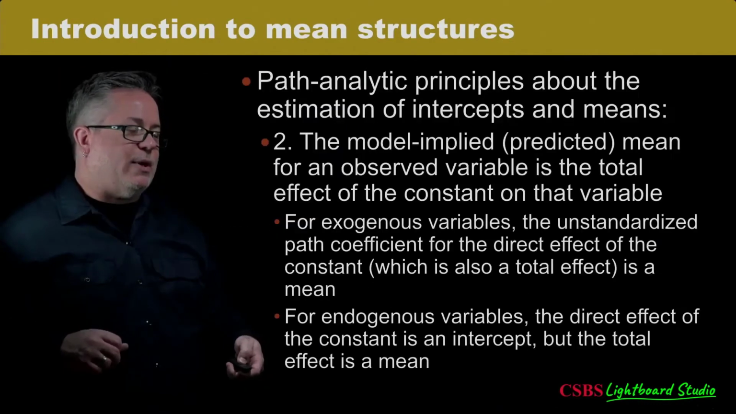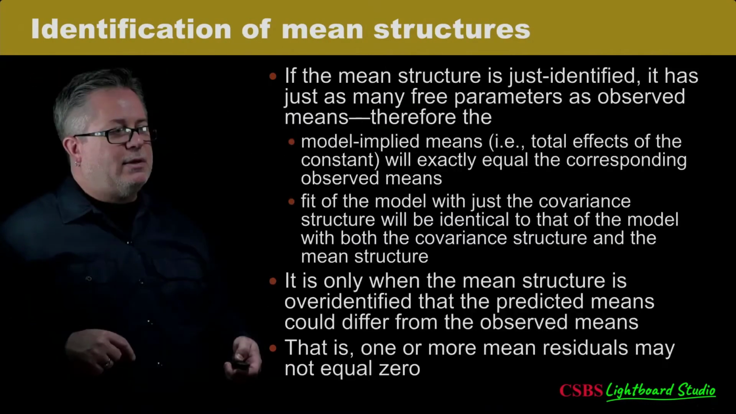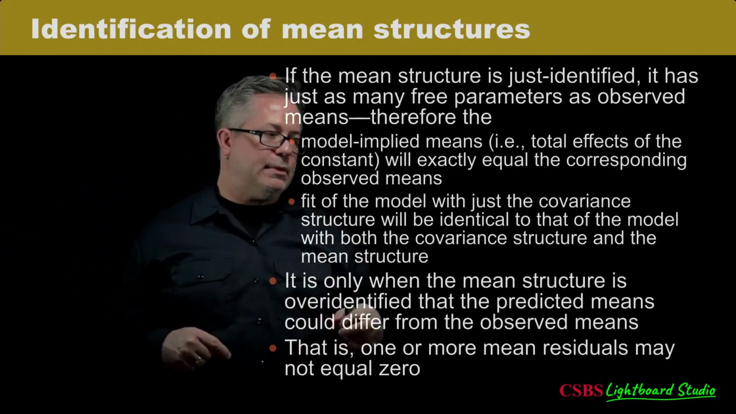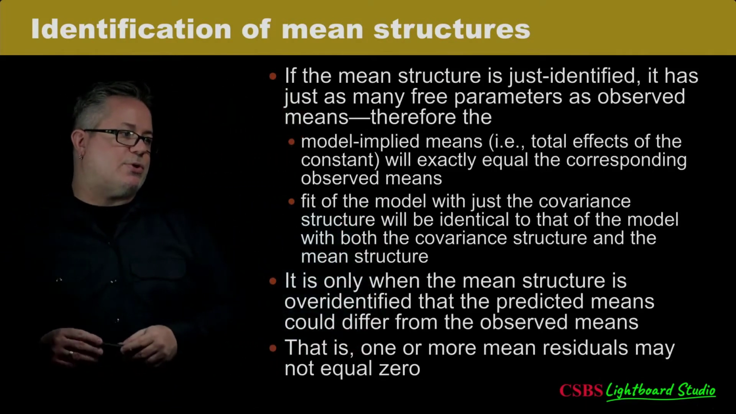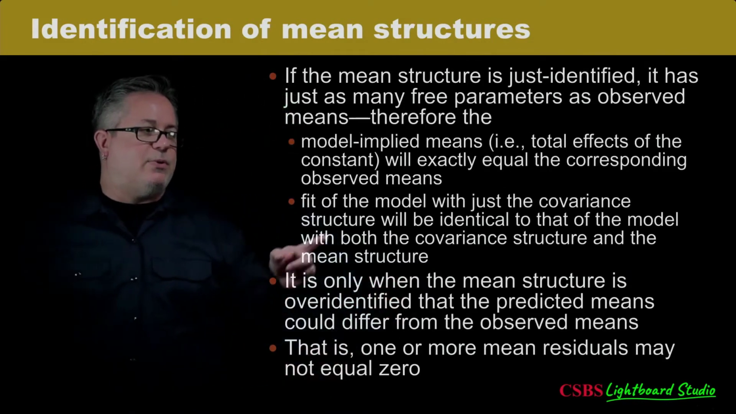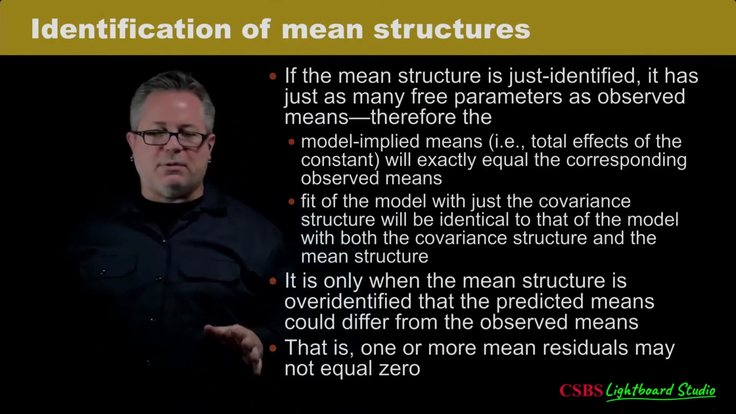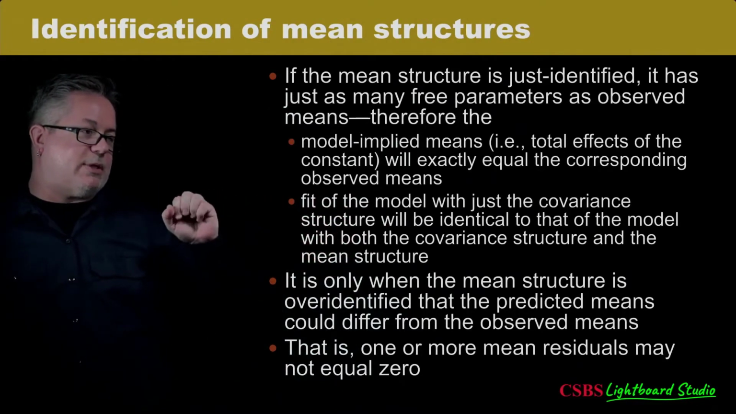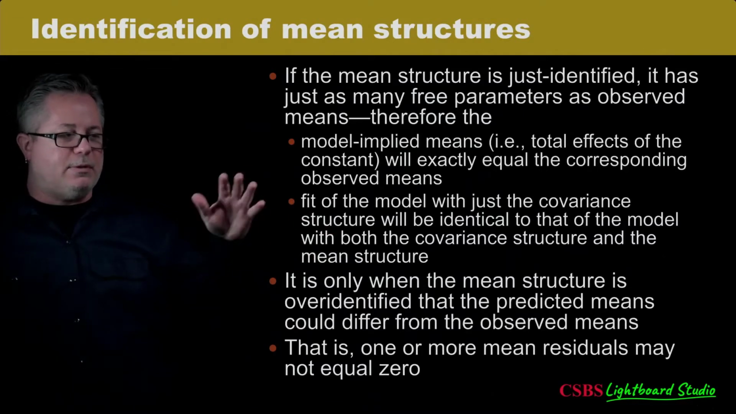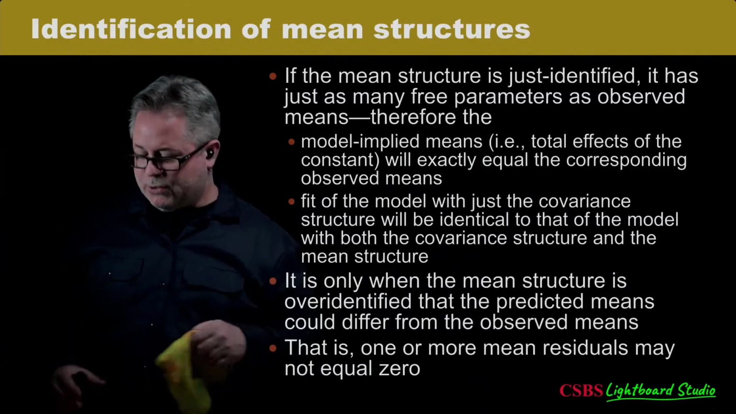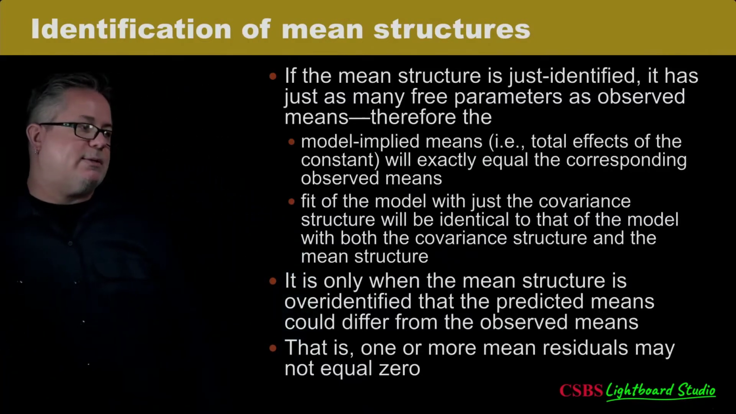This is saying as long as you actually include everything in there, you should be able to recapture the mean exactly. Fit of the model with just covariance structure will be identical to that of the model with both covariance structure and the mean structure. The reason is that model fit doesn't look at the means. It only looks at the variance covariance structure. The mean structure part does not get involved when looking at the fit of the model. Like the chi-squares and all that are not included.